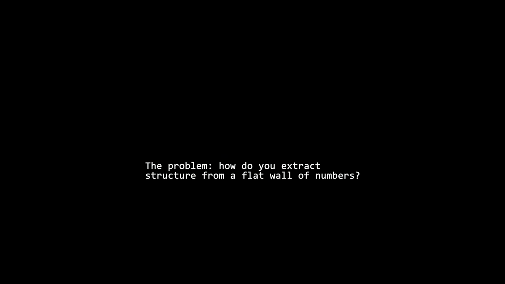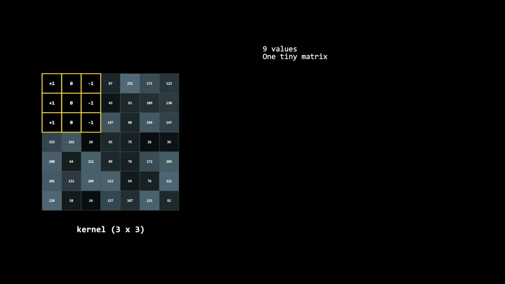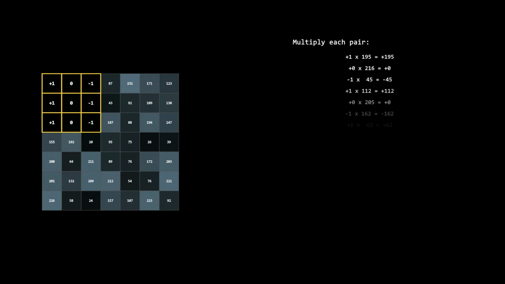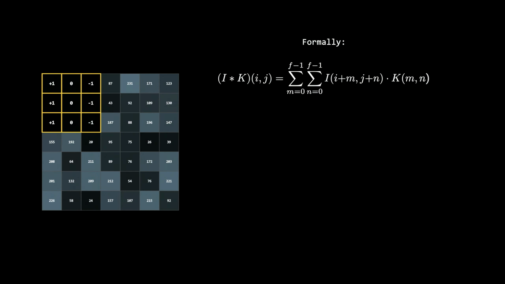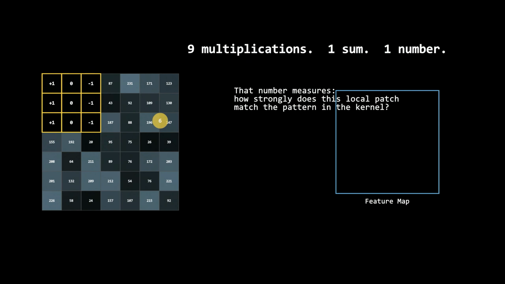The answer is convolution. You take a tiny matrix called a kernel, typically 3 by 3, just 9 values. You place it on the top left corner of the image. Then you do something beautifully simple. Multiply each kernel value by the pixel underneath it and add up all 9 products into a single number. Formally, for a 2D image and a kernel, the output at any given position is the sum of the element-wise products of the kernel and the local image patch. 9 multiplications. 1 sum, 1 number. That number tells you, how strongly does this local patch match the pattern encoded in my kernel?